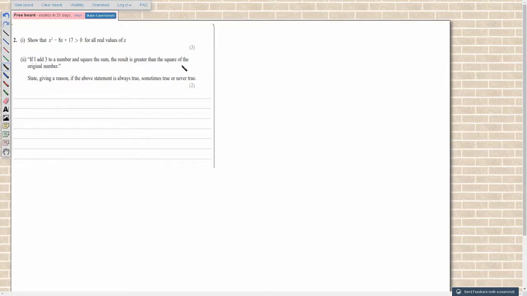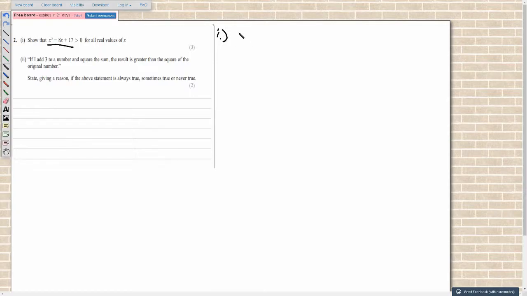For part 1, we've got to show that x squared minus ax plus 17 is greater than 0 for all real values of x. So the easiest way to actually go about this is just to complete the square on this quadratic expression here, this x squared minus ax plus 17. So if we complete the square on this, let's have a look at what we get.